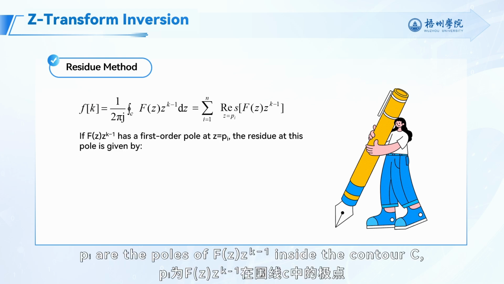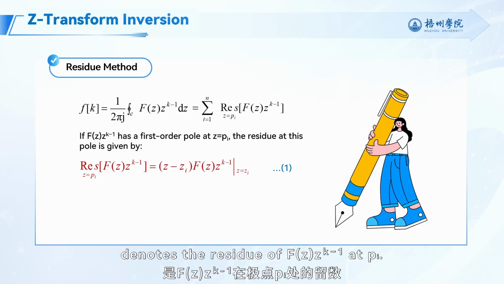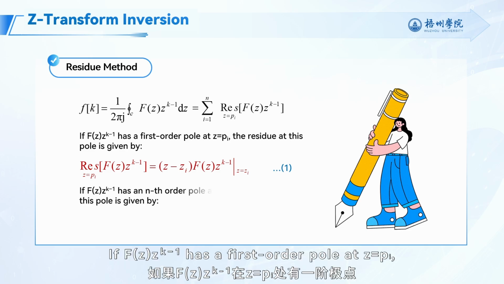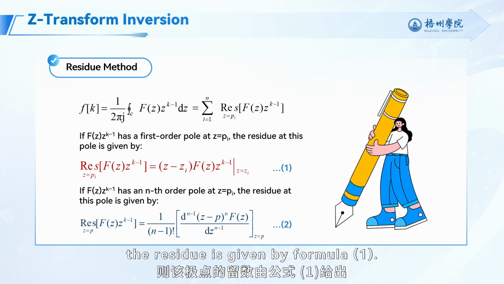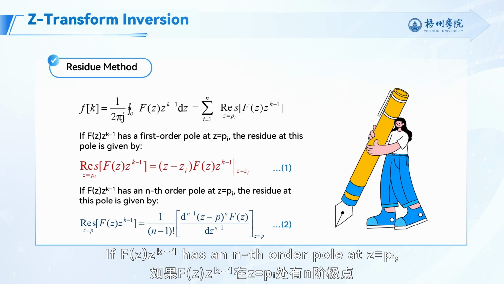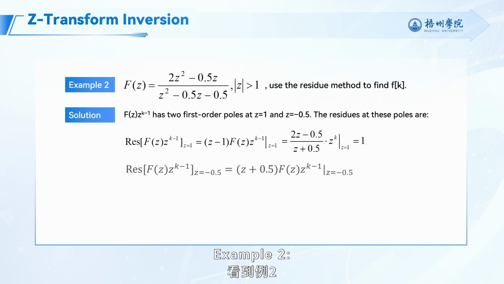Here, pi are the poles of F(z) times z to the k minus 1 inside the contour C, and Res of F(z) times z to the k minus 1 denotes the residue of F(z) times z to the k minus 1 at pi. If F(z) times z to the k minus 1 has a first-order pole at z equals pi, the residue is given by formula 1. If F(z) times z to the k minus 1 has an n-order pole at z equals pi, the residue is given by formula 2.